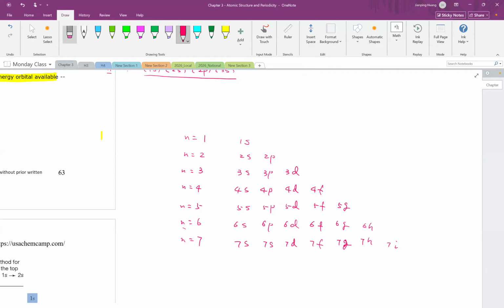Now let me erase it. Make sure. I also get very excited when we do this part. 7s, 7p, 7d, 7f, 7g, 7h, 7i. That's good. Any questions so far?